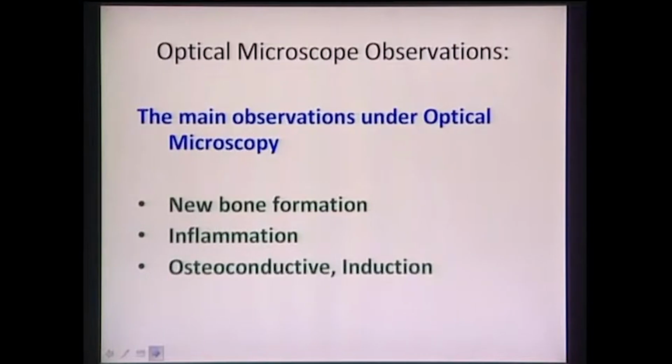Now, what are the things you should normally look for when you look at these bone tissue samples under the microscope, be it an optical microscope or a fluorescence microscope? First, you want to see whether new bone formation takes place around the implants. Number two, whether there is inflammation around the implant. And number three, whether the bone is osteoconductive and has an osteoinduction property.